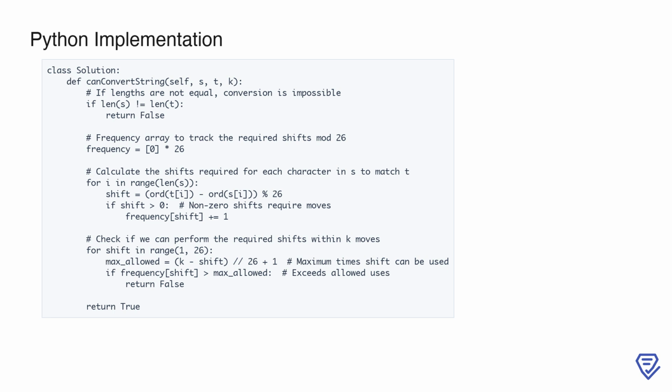The final step is to verify if the shifts can be performed within the allowed k moves. For each possible shift from 1 to 25, the maximum number of times that shift can be used is calculated as (k - shift) // 26 + 1. This accounts for the fact that moves are cyclic and the same shift can be repeated every 26 moves. If the recorded frequency of a shift exceeds the maximum allowed, the function returns false. If all shifts are within the permissible limits, the function returns true, indicating that the string s can be converted to t within k moves.